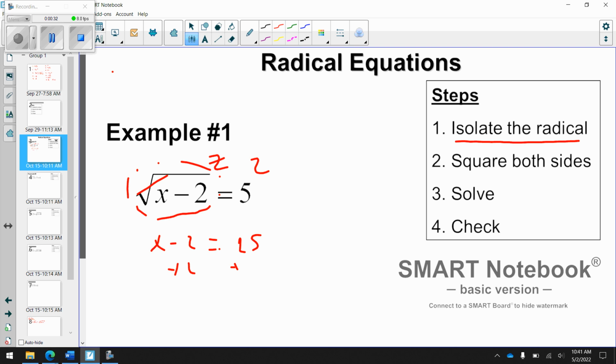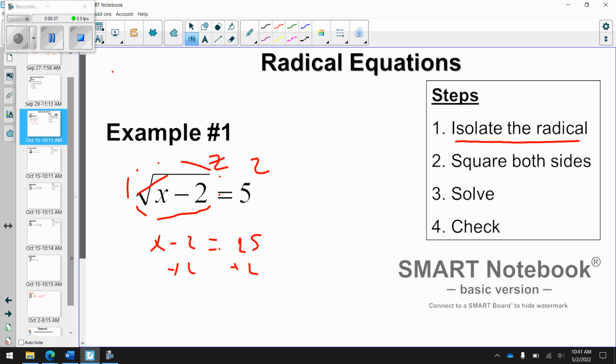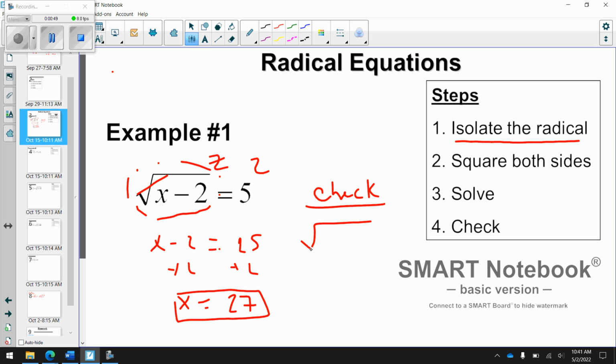I solved that. Add 2. 27. I think that is my answer. I must check it in the original. So I'm going to rewrite what was on my page. 27 minus 2 is 25. Square root of 25 is 5. It checks. I'm going to put it in the little solution set.